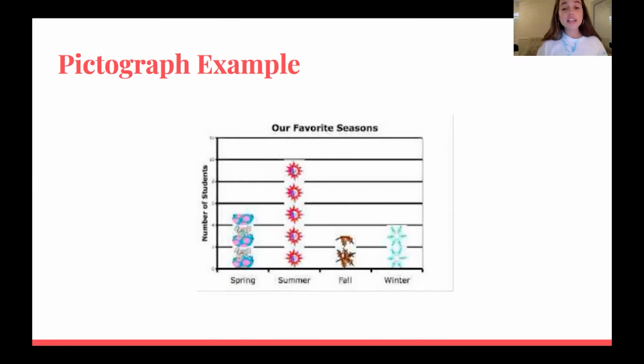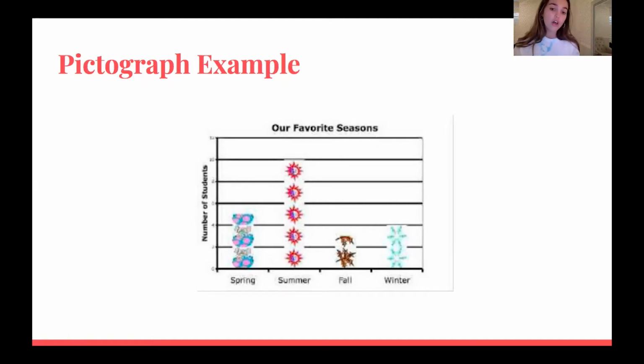Now let's look over at summer. All right, I see 1, 2, 3, 4, 5 suns, but each sun stands for 2 votes, right? So I'm going to look up and over and see that there are 10 people who have summer as their favorite season. Now I'm going to move over to fall. So we have 5 and we have 10.